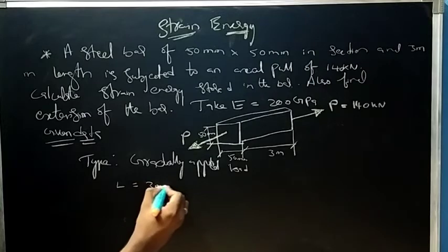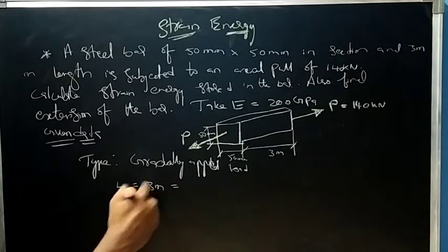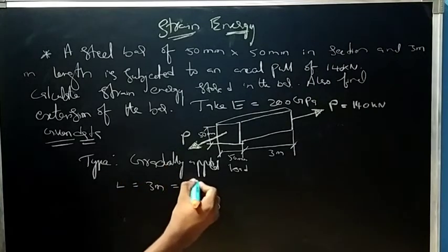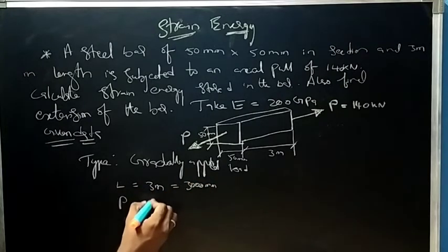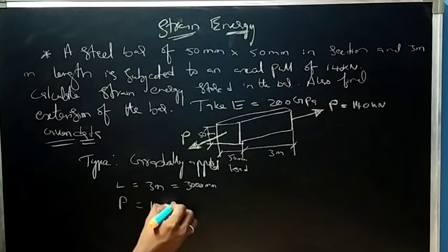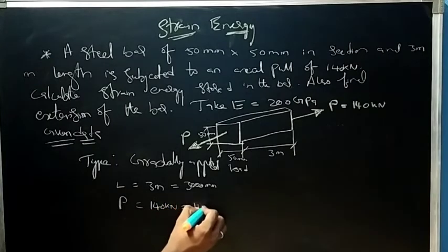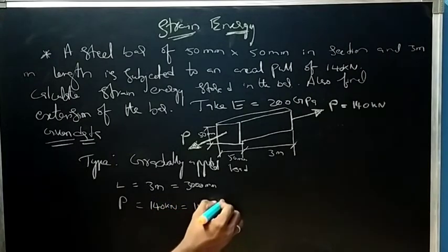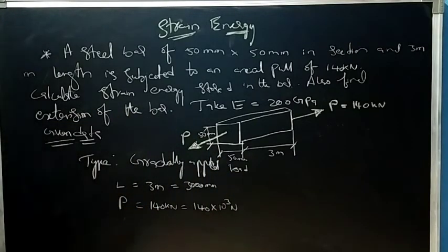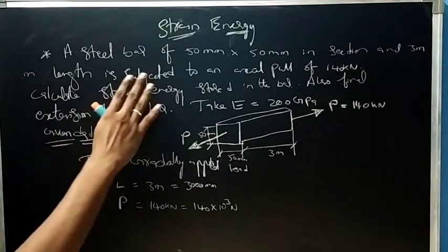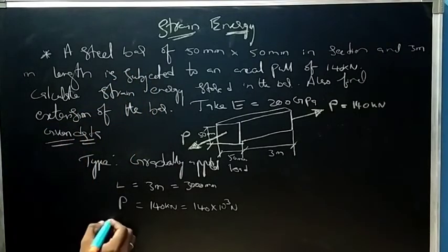The 3 meters length, converted into mm, becomes 3000 mm. P is the load, that is 140 kilonewton. If you convert into newtons, that will be 140 into 10 to the power of 3 Newton. So this is the given data.